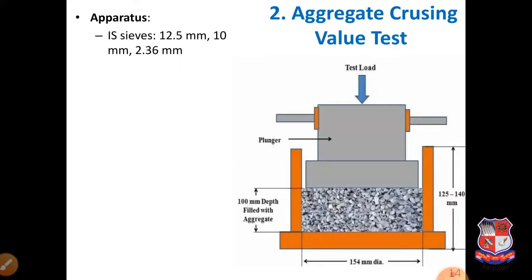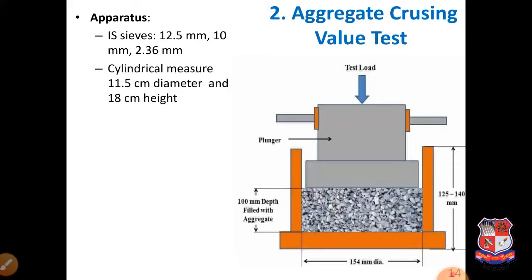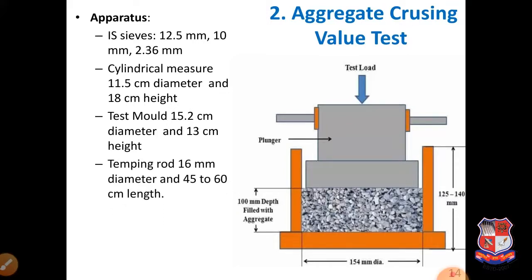Apparatus. Indian Standard sieves 12.5 mm, 10 mm and 2.36 mm. Cylindrical measure 11.5 centimeter diameter and 18 centimeter height. Test mold 15.2 centimeter diameter and 13 centimeter height. Tamping rod 16 millimeter diameter and 45 to 60 centimeter length. Compression testing machine and balance. Cylindrical measure is used to measure the weight of sample.